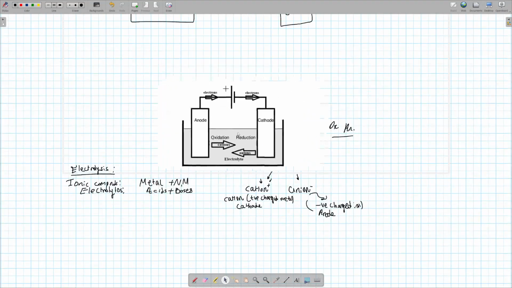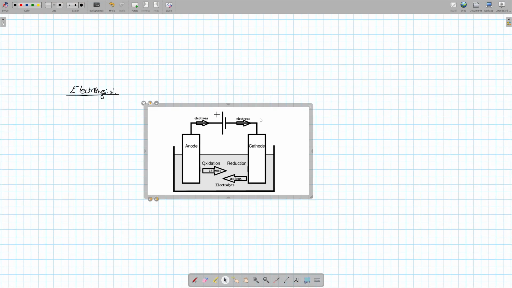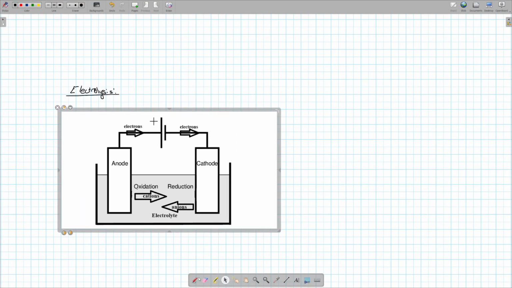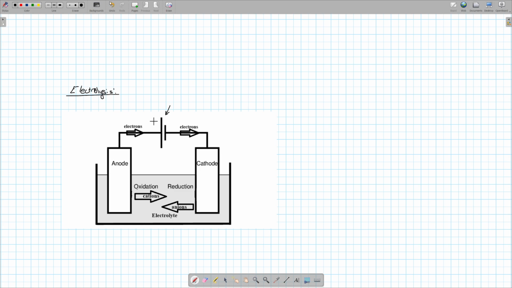Okay, so in electrolysis, you need a power source. In this case, we're using a battery. You need to know that now in electrolysis, one thing changed, and that one thing is that the anode now is positive and the cathode is negative. Why do you think this is the case?